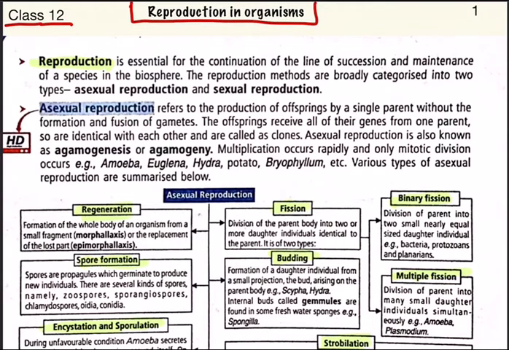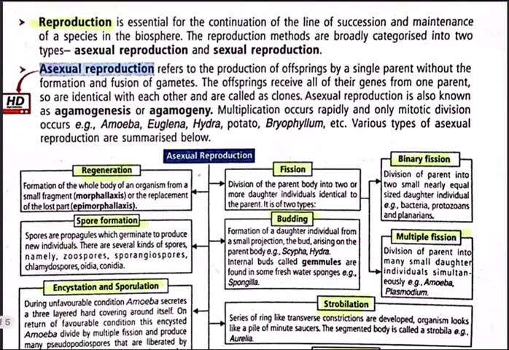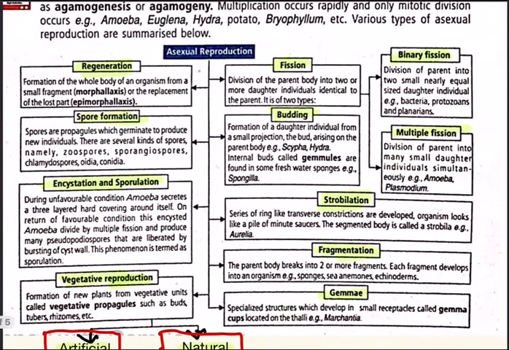That's why agamogenesis, or it's also called agamogeny. Multiplication occurs rapidly and only mitotic division occurs. Examples are amoeba, euglena, hydra, potato, bryophyllum, and various types of asexual reproduction are summarized below. Let's see the various types of asexual reproduction.